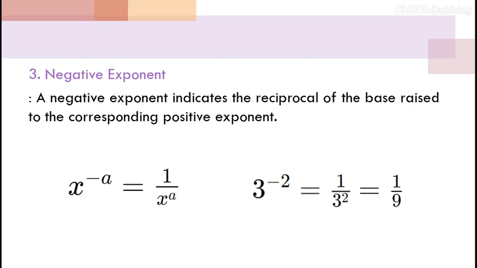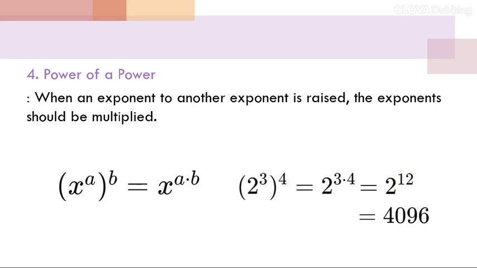Next, let's explore negative exponents. A negative exponent means that the base is on the other side of the fraction line. For instance, 3 power negative 2 is the same as 1 over 3 power 2, which simplifies to 1 over 9. Now moving on to the power of a power property.